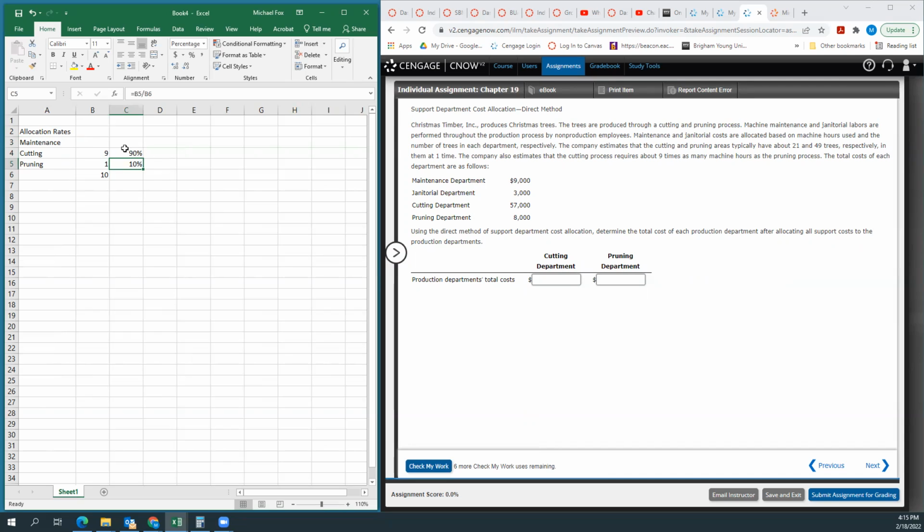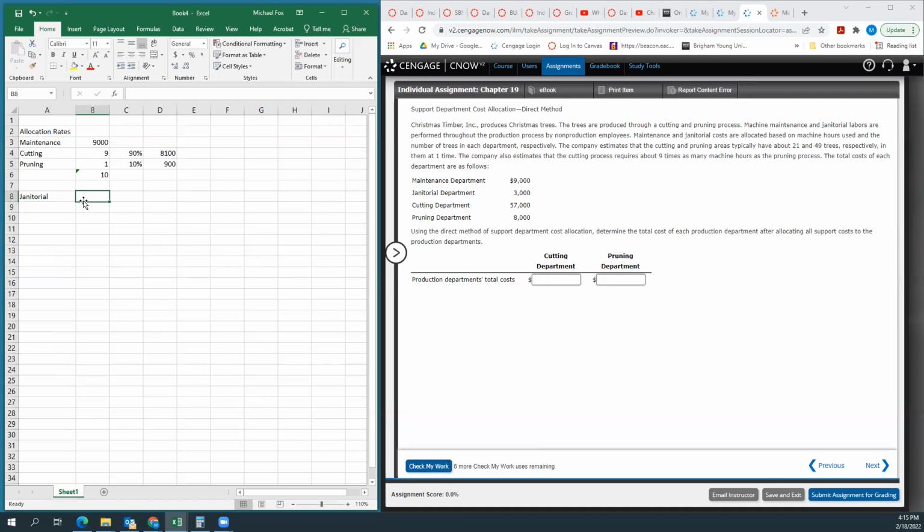Since we know how much the maintenance costs were, $9,000, then we can just figure out the amounts that will be allocated. So we'll say the $9,000 in maintenance costs times the 90% allocation rate means we're going to allocate $8,100 of maintenance costs to the cutting department, and we're going to allocate $900 of maintenance costs to the pruning department. Okay, now we'll do the same thing to get our allocation rates for the janitorial department.